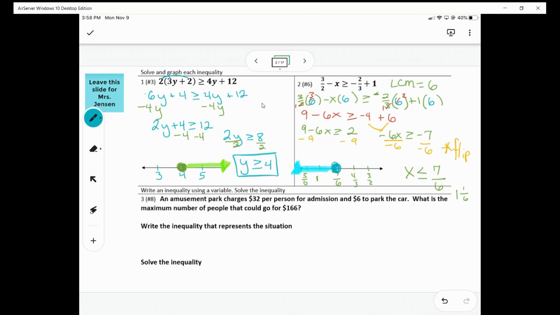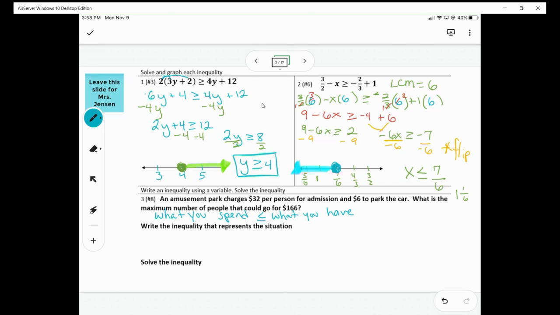And a general rule of thumb is when we're spending money, what you spend has to be less than or equal to what you have. Okay, that's something that's always true. So whenever we're spending money in an inequality word problem, always think about that.